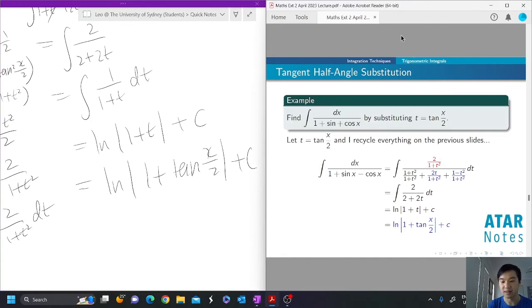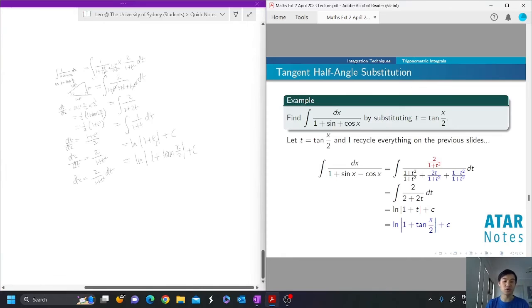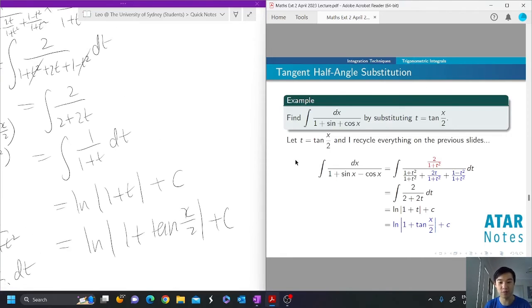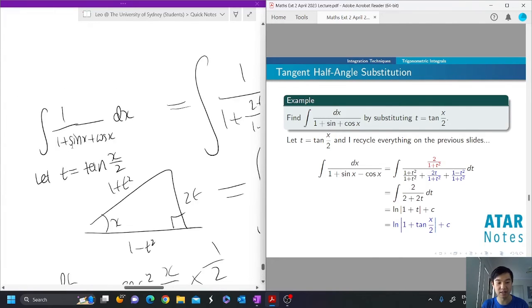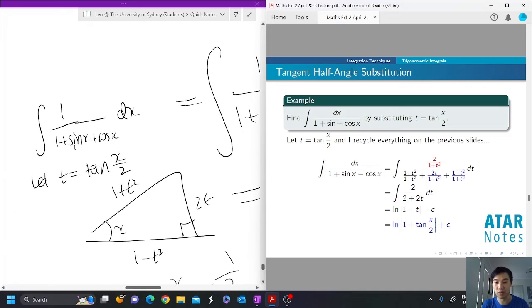And that's how you would solve an integral like that, where when you're asked to integrate 1 over 1 plus sin x plus cos x, you can simply use the t formulas to help you do that. So it's a really useful trick for when you have sin and cos being added in a denominator or something like that.